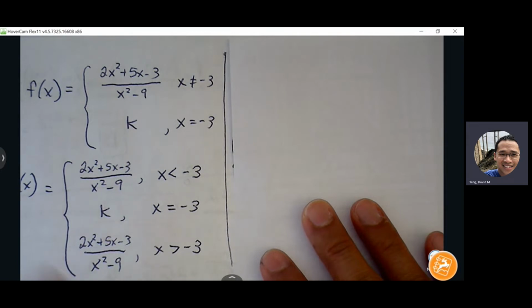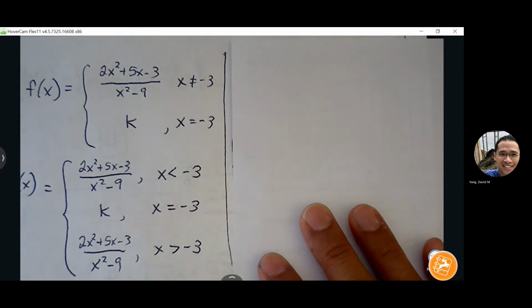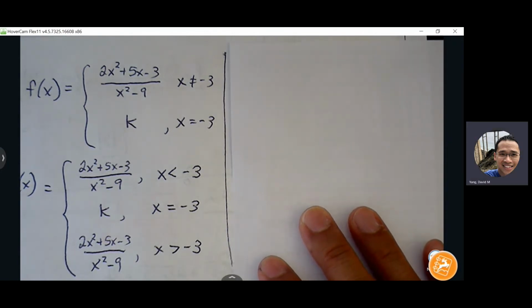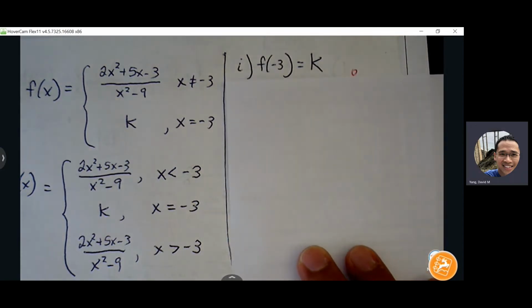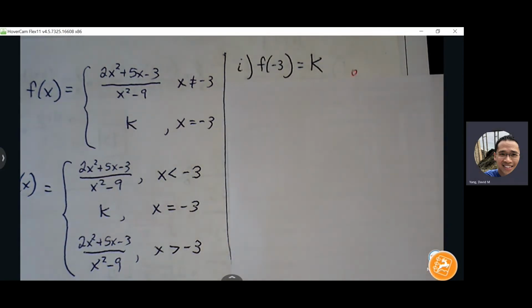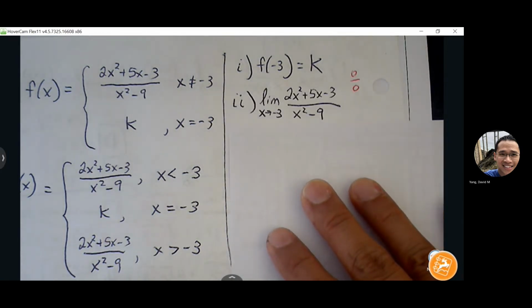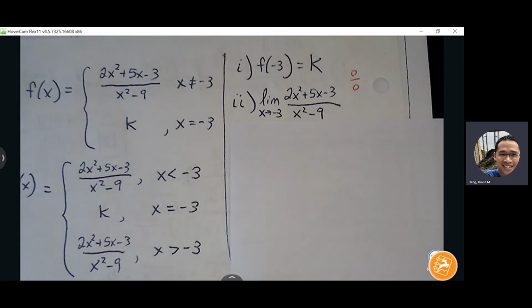The c value is -3. The ordered pair is -3, k, right? f of -3 equals k. Second condition, does the limit exist? We look at either side of -3, they're the same function. I can merge them into one limit statement. Evaluate, I get 0 over 0.